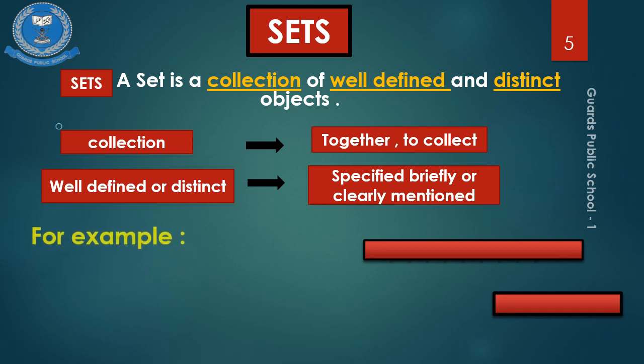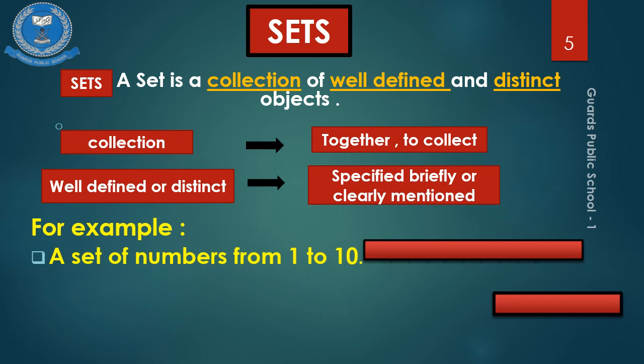Let's take an example of a set. A set of numbers from 1 to 10. See, here it is clearly mentioned that the set will contain numbers from 1 to 10, and we can also list it: 1, 2, 3, 4, 5, 6, 7, 8, 9 and 10. So if it is clearly mentioned from 1 to 10, we can easily write the digits from 1 to 10. Let's take another example.